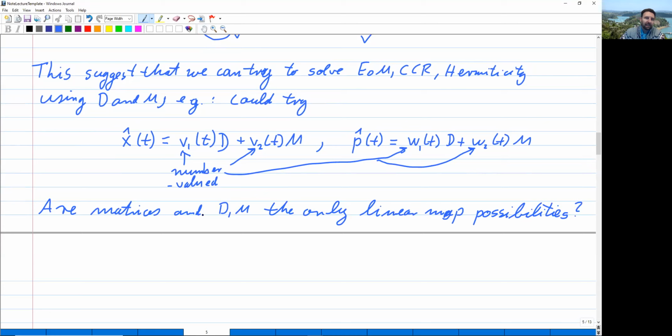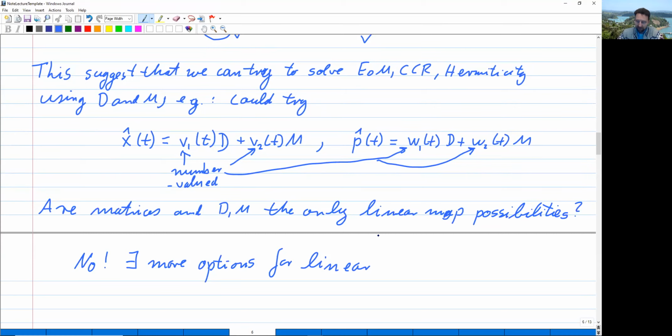No, we are not done yet. No. There exist more options for linear maps. See how lucky we are that at least we know it's going to be linear maps, because the non-linear ones would be completely difficult, completely impossible to classify.